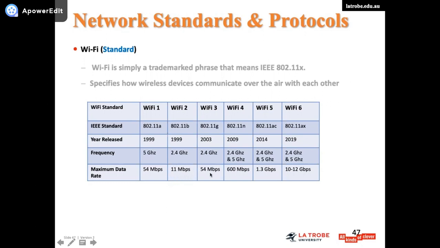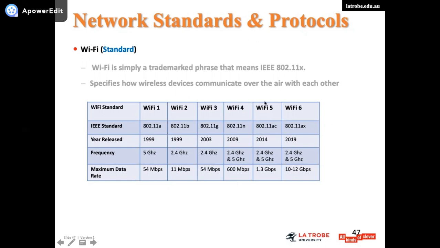About 10 years ago, we have the fourth generation, .11n. From this generation, we can support another frequency, not only 2.4 gigahertz, but also 5 gigahertz. In this generation, the data rate increased to 600 megabits per second. Then .11ac was released about six years ago. It's also a very famous one. At that time, the data rate increased to 1.3 gigabits per second.